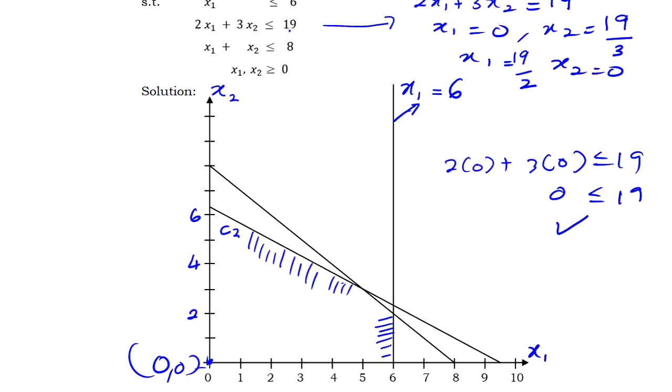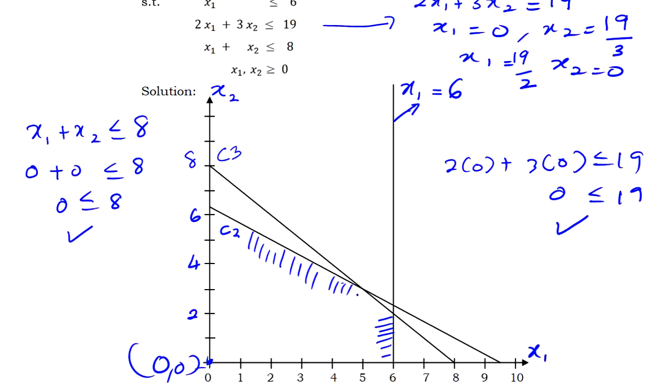Okay. And then third constraint, x1 plus x2 less than or equals to 8. So here, when x1 equals to 0, x2 equals to 8. When x2 equals to 0, then x1 equals to 8. Okay, so this one is the constraint C3. Again we take 0, 0 as the reference point. So x1 plus x2 less than or equals to 8. If we substitute 0, 0, 0 is less than or equals to 8. Is this correct? Yes, right. Therefore, the direction is towards the reference point.